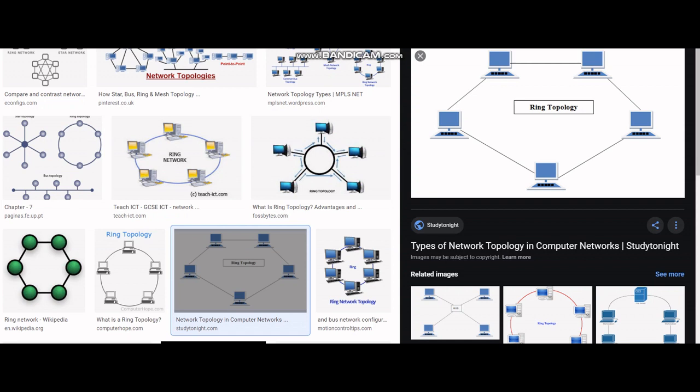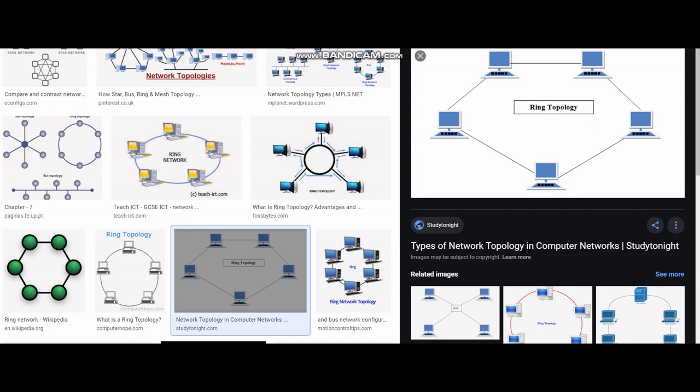The transmission is unidirectional, but it can be made bidirectional by having two connections between each network node. That is called dual ring topology. A dual ring topology has two ring networks that are formed. Data flows in opposite directions. Okay, and if one ring fails, the second ring can act as a backup to keep the network up and running.